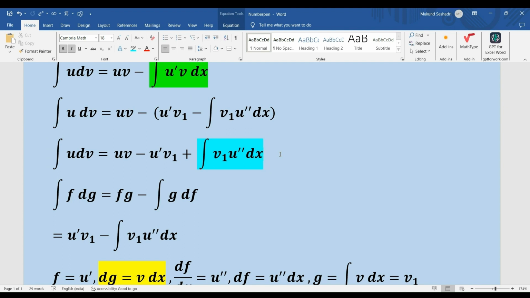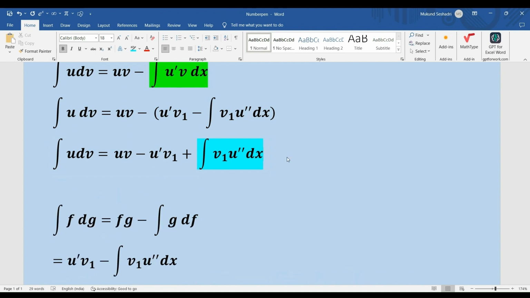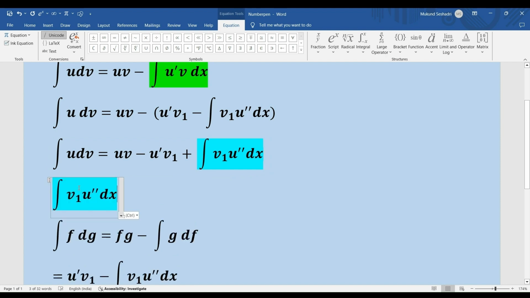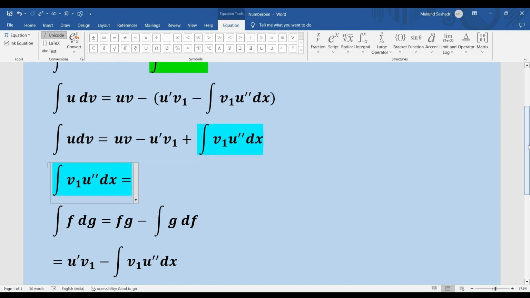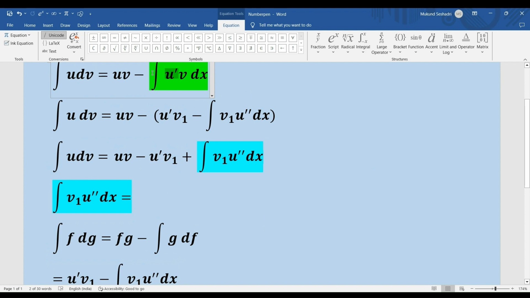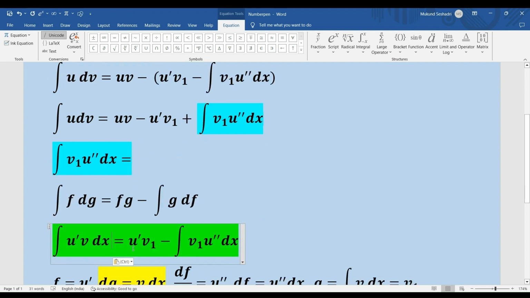What do we get? Now, I'm not going to work this out again for you, and I want you to draw a parallel to what we did in our previous step using integral of f dg, right? So I'm going to write it using what we solved for under integral of f dg, okay? So what happens to integral of v1 into u double dashed, right? Folks, I want you to observe this very closely. In my previous step, I had integral of u dashed into v dx, which is what we solved for. So take a look at what I've highlighted in green.